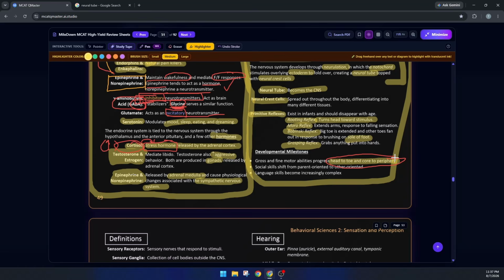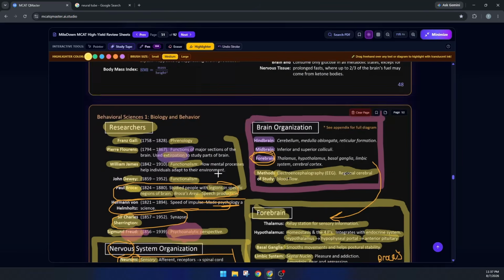And core to periphery is like you can move your neck and other stuff first before you can move your little fingers, right? And have this fine motor ability. Fine motor ability as in having this ability to control so intricately with your tiny little muscles that are in your hands, right? So this is what they're saying. Social skills shift from parent to other oriented. Language skills become increasingly complex. Okay, so that's it for chapter 1.